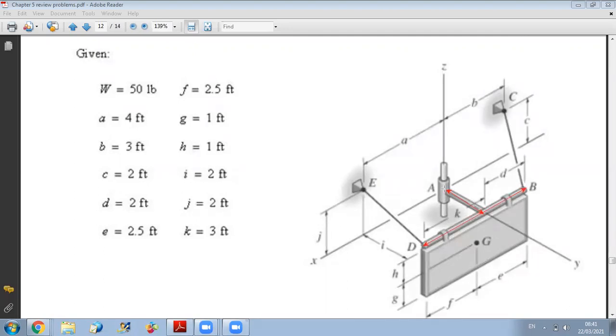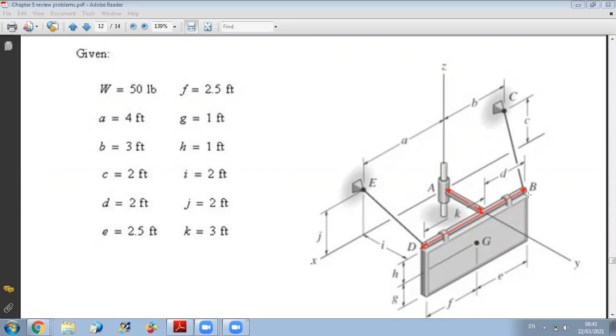Look, A is the origin. We moved along the y-axis to be here, and then we moved parallel to the x-axis. So we can say that ABD is in which plane? In the XY plane. So the coordinates of D and B along Z will be 0.